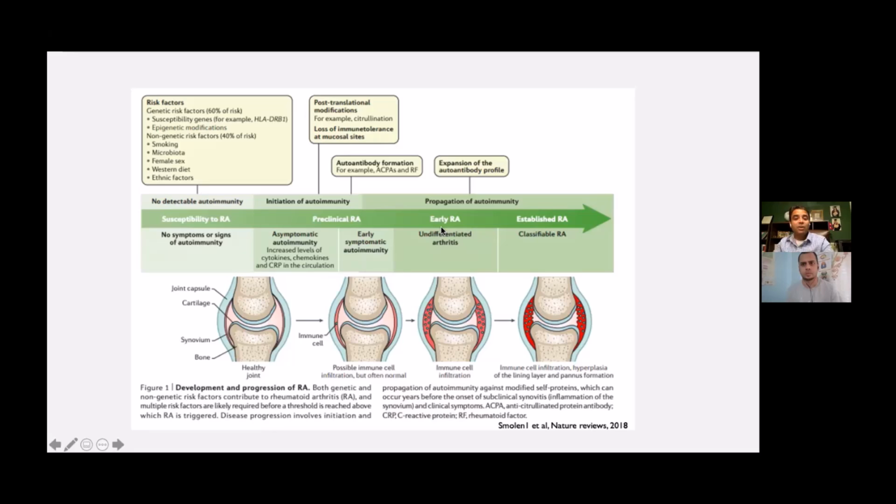Now, the next stage is early rheumatoid arthritis, where you start with mild joint pain. When you examine the joint, you may not see a lot of signs and symptoms of rheumatoid arthritis, but the patient starts with what we call arthralgia. When you examine, you may not see any signs and symptoms, but they start having mild joint pain. That is what we call early rheumatoid arthritis. Now, as the inflammation goes on, then you have established rheumatoid arthritis, where we see all the signs and symptoms of rheumatoid arthritis.